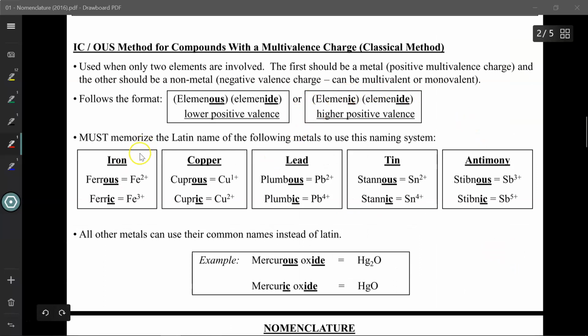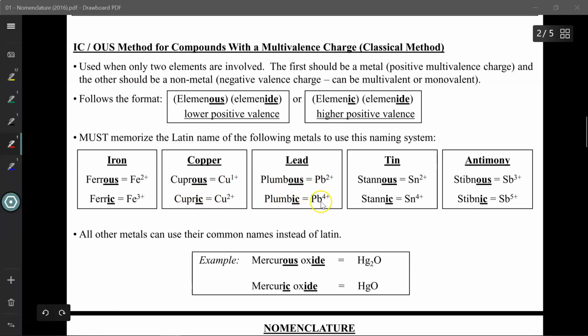So these are the only elements I need you to know the Latin names for. Iron was ferrum, now it's ferrous if it's a lower valence, or ferric if it's a higher valence. So notice the suffix change. If you have IC for a suffix, choose the higher number. If you have OUS for the suffix, choose the lower value. Cuprous, 1. Cupric, 2. Plumbous, 2.